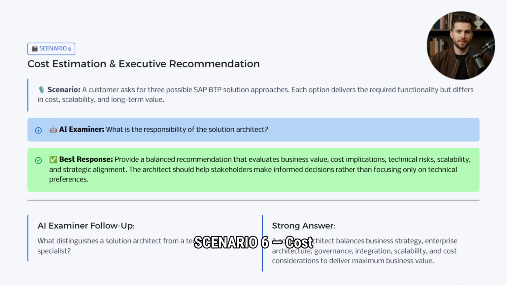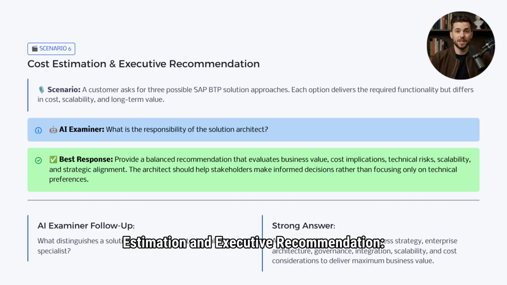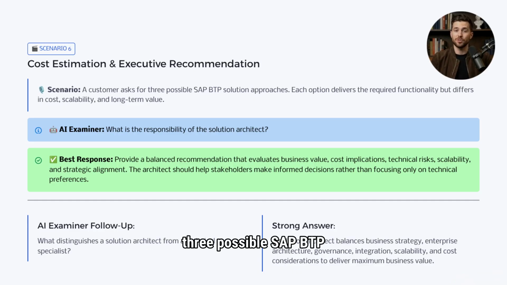Scenario 6. Cost estimation and executive recommendation. A customer asks for 3 possible SAP BTP solution approaches. Each option delivers the required functionality, but differs in cost, scalability, and long-term value. What is the responsibility of the solution architect?